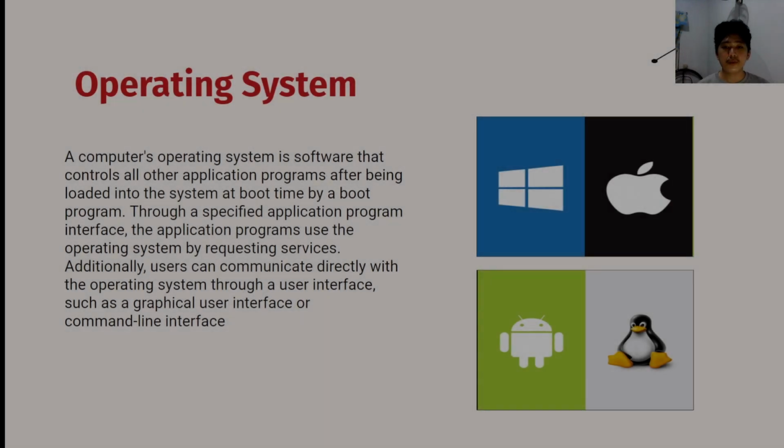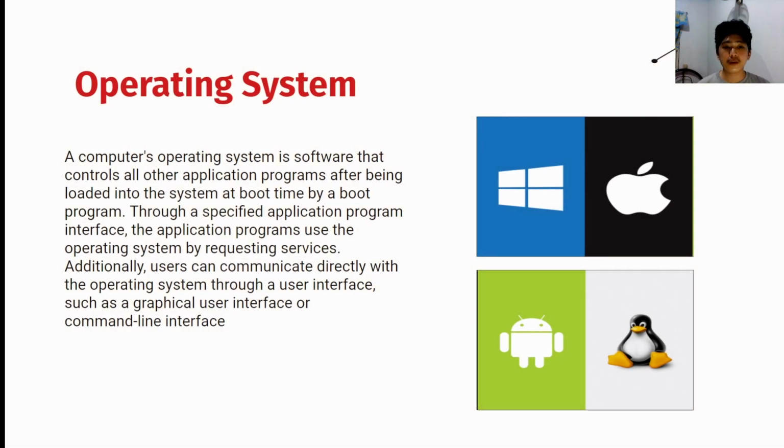Next is the operating system. It is software that controls all application programs after being loaded into the system. Then these application programs use this to request services. In addition, users can communicate with the computer using a graphical user interface or command line interface to utilize the operating system. Having an operating system makes people's lives convenient and efficient, which is the most important thing.